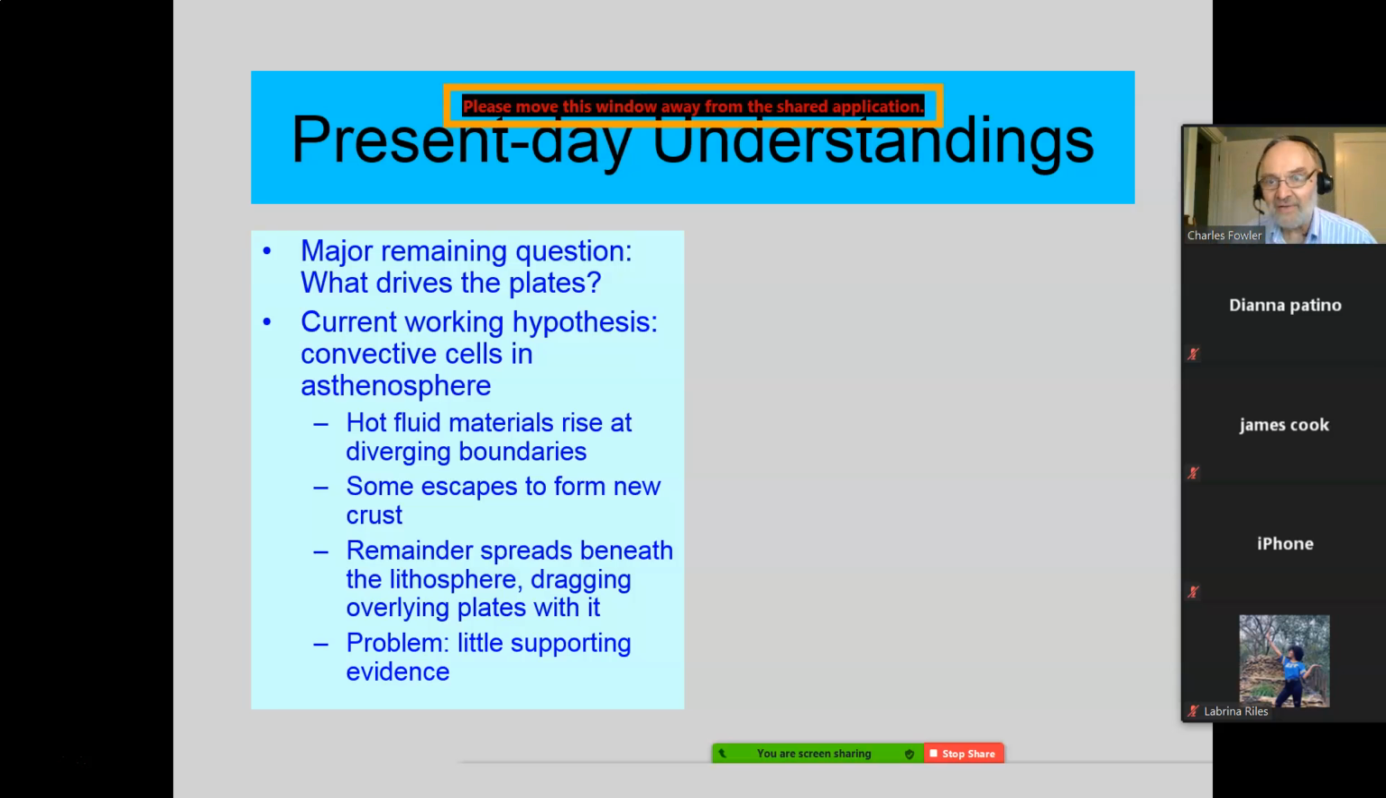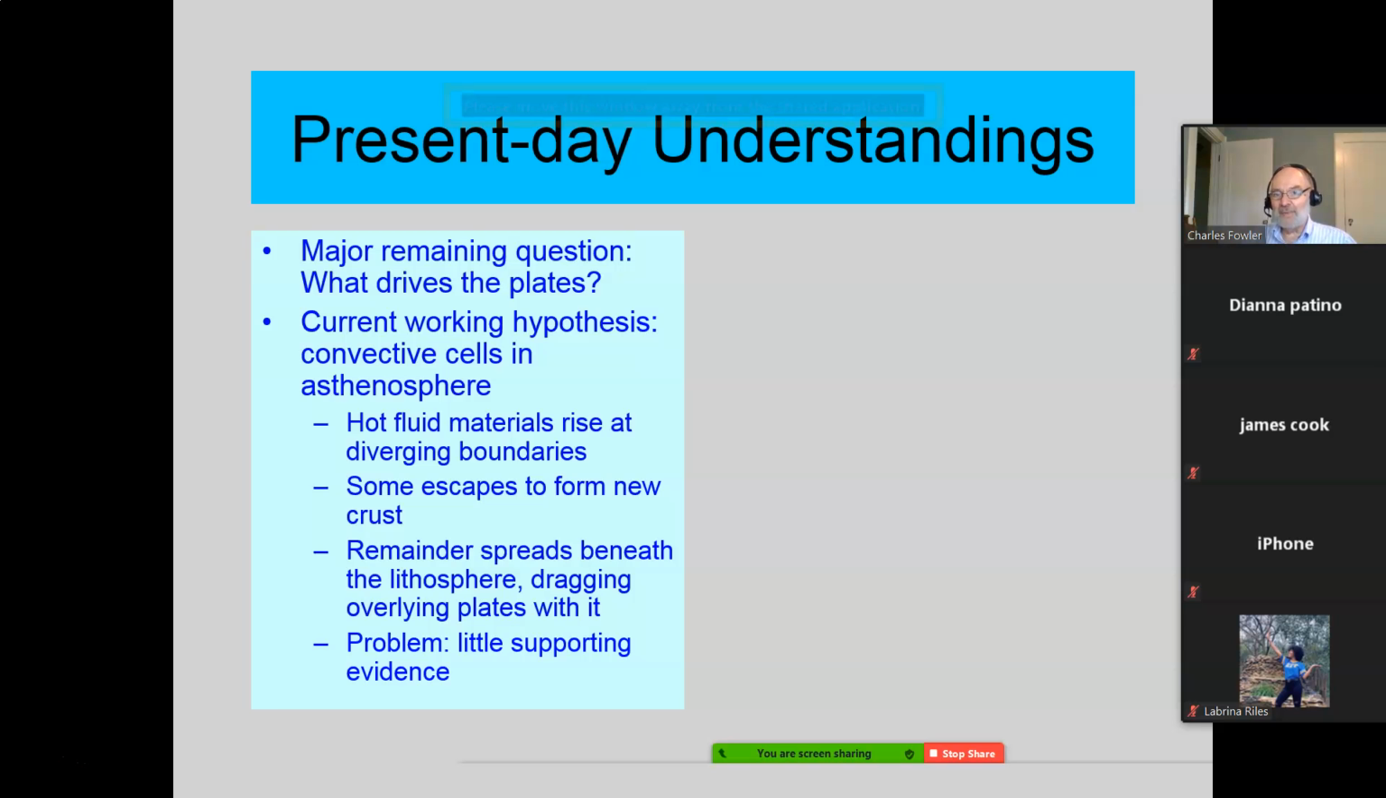Present day understandings. One major remaining question, and it's a big one. Why do the plates move anyway? What's driving them? What makes them move? Why don't they just stay together and in place? Now, they have several hypotheses here.